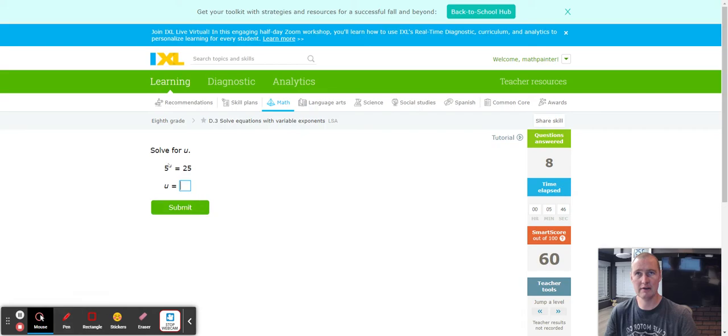Next up, we got 5 to the what gives you 25. That one sounds kind of familiar. I believe 5 times 5 gives you 25. So we need 5 to the second power. So we're going to put a 2 there.